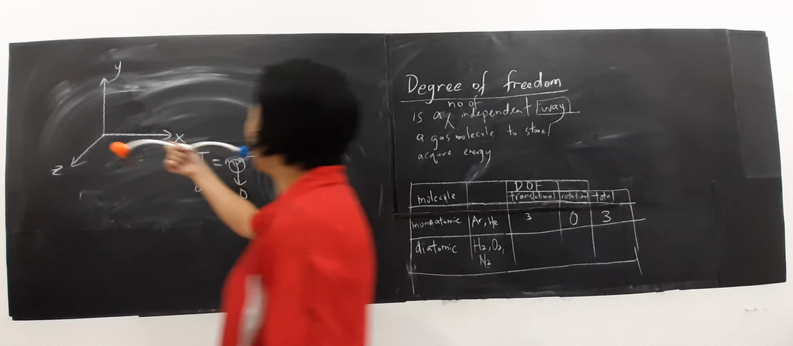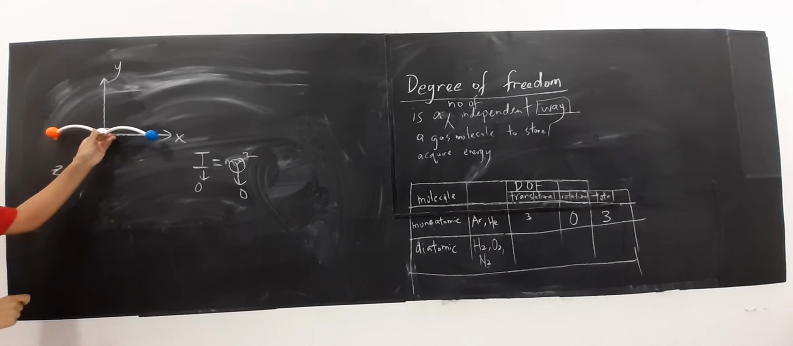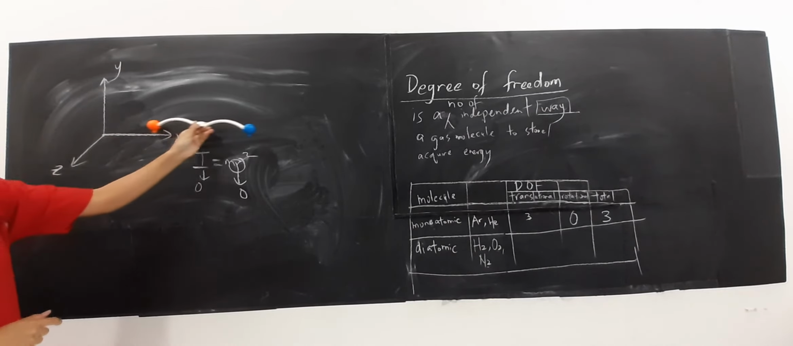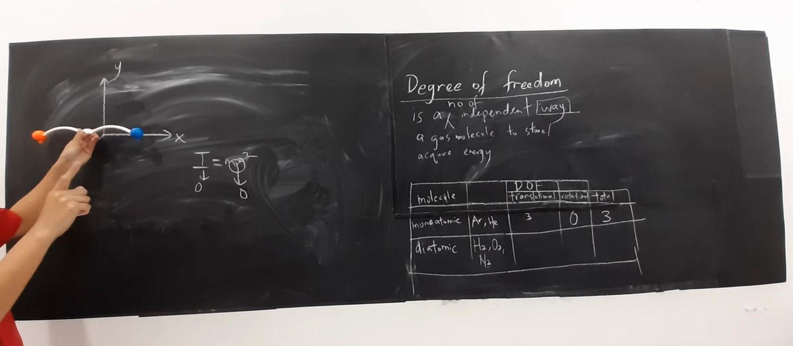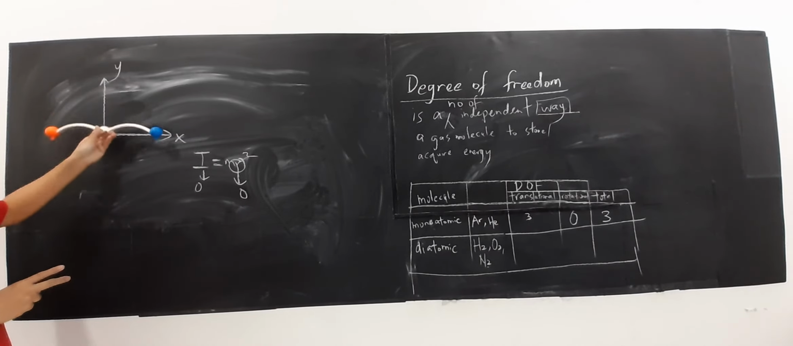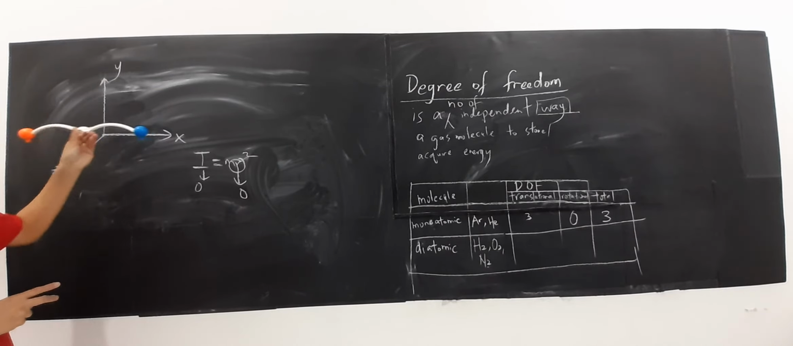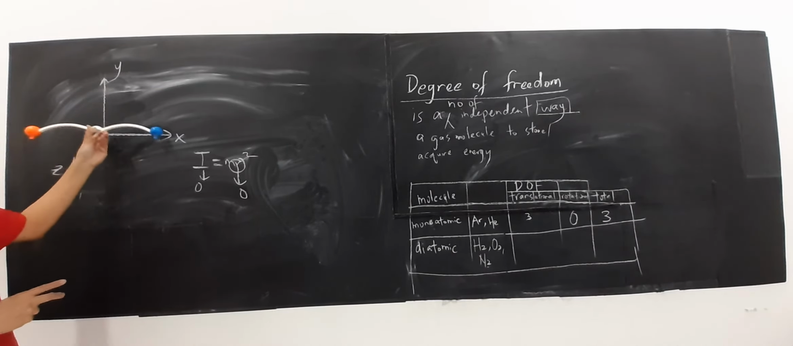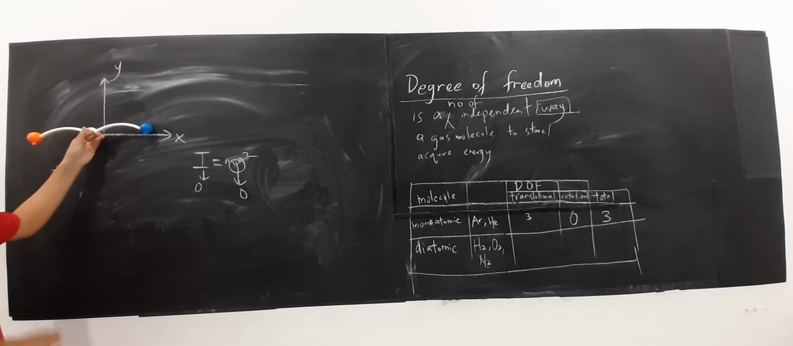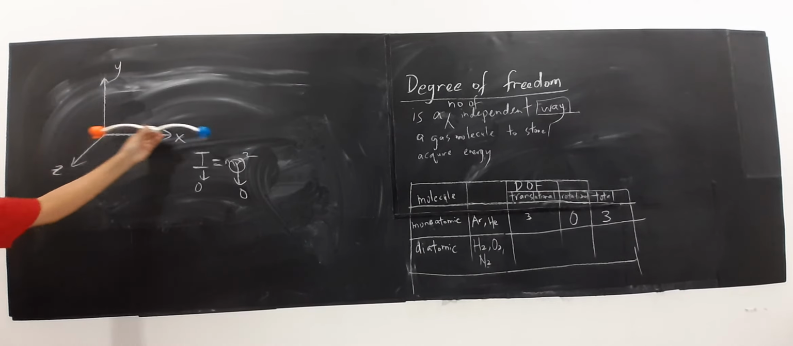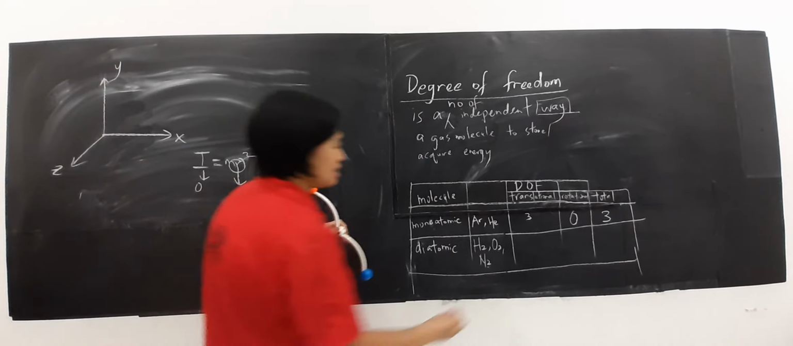Apa yang dimaksudkan dengan translational motion? Means the diatomic molecule can move forward or backward along x-axis in this way. Jadi ini satu. Kedua ni adalah this diatomic molecule can move up and down like that. And it can also move in z-axis in translational motion. Jadi ada berapa way to store energy? 1, 2, and 3. Okay, sebab itu ini 3.